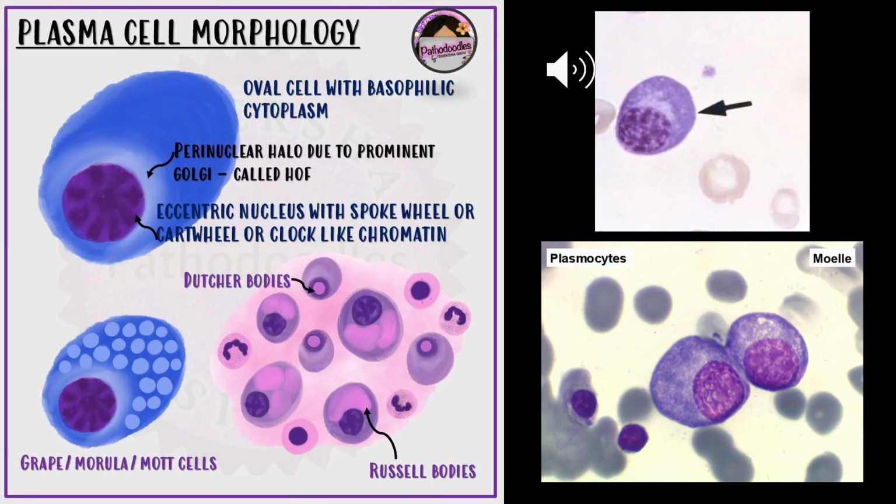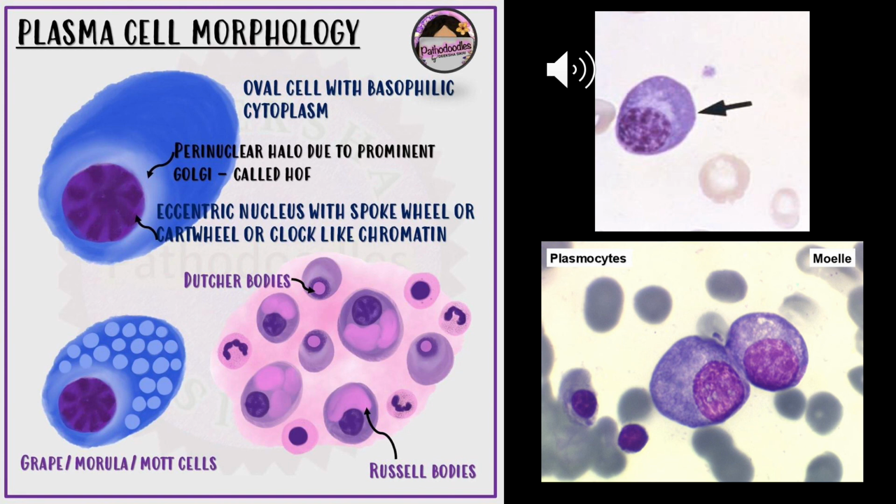So, nakita nyo dito sa peripheral blood smear at your rightmost at the top picture, meron siyang basophilic cytoplasm, and then you can see somewhat may clearing zones between the cytoplasm and then into the nucleus. So, yan yung tinatawag nating large HOF or your perinuclear halo, which is unique for your plasma cells or your plasmacytes. Another characteristic of your plasma cell is they have an eccentric nucleus with spoke wheel or your cartwheel appearance of the chromatin, or it has clock-like chromatin.